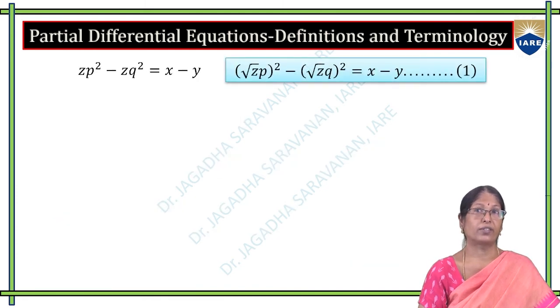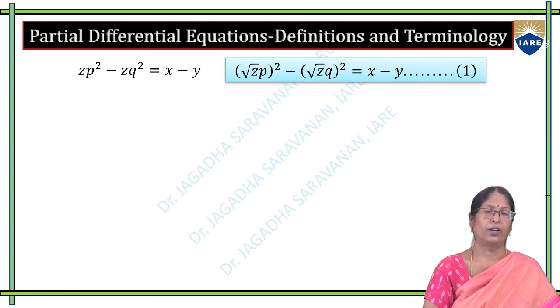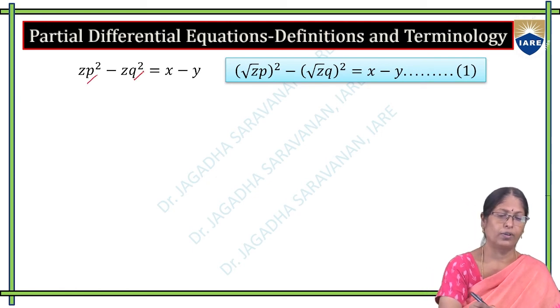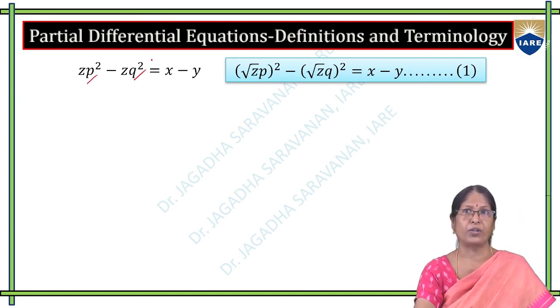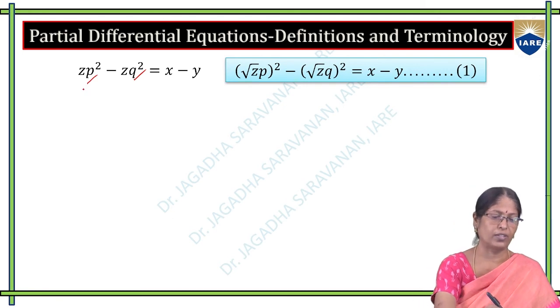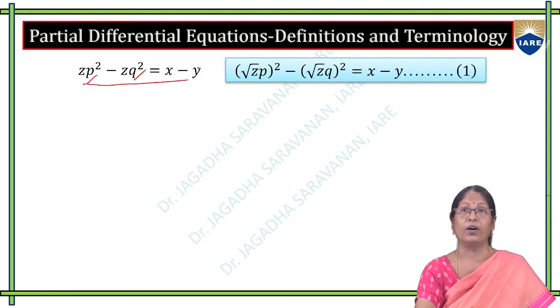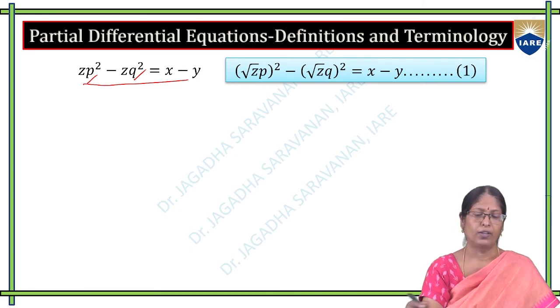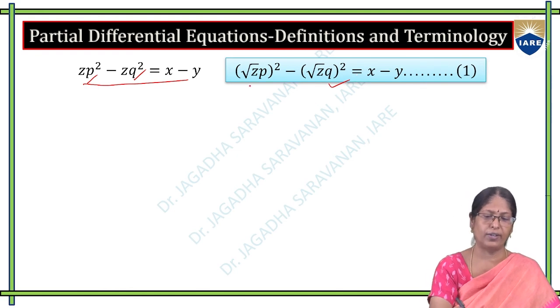Here we can see it in the standard form 6. Here p and q should not have power at all. So first, this is not at all in the format of standard form 6. To make the format, first we are modifying. After modifying, z is having the power 1 by 2.